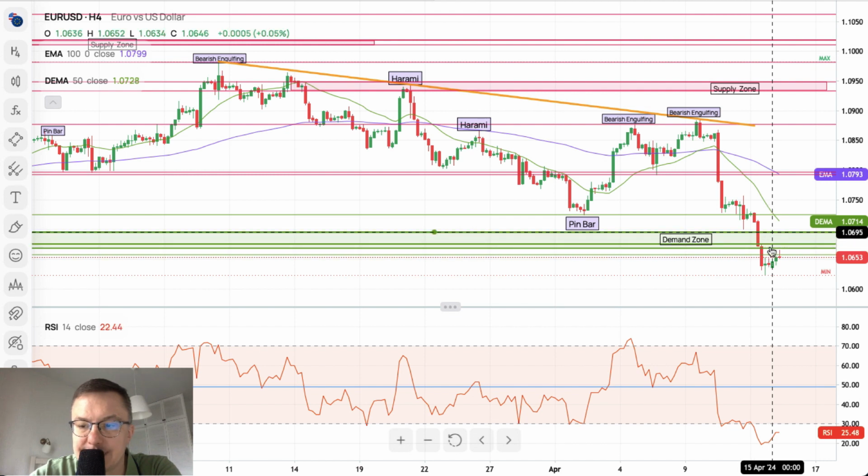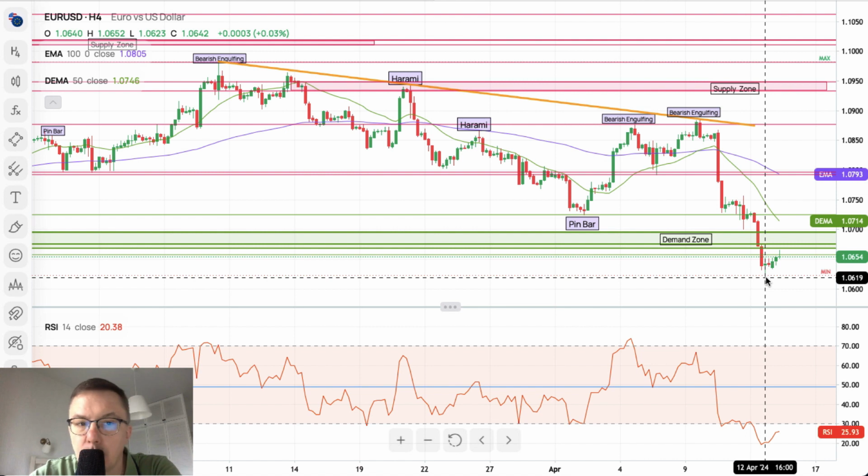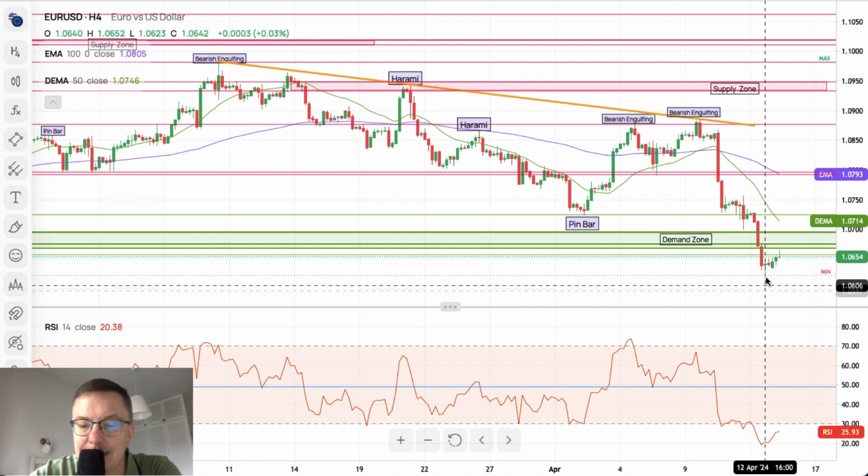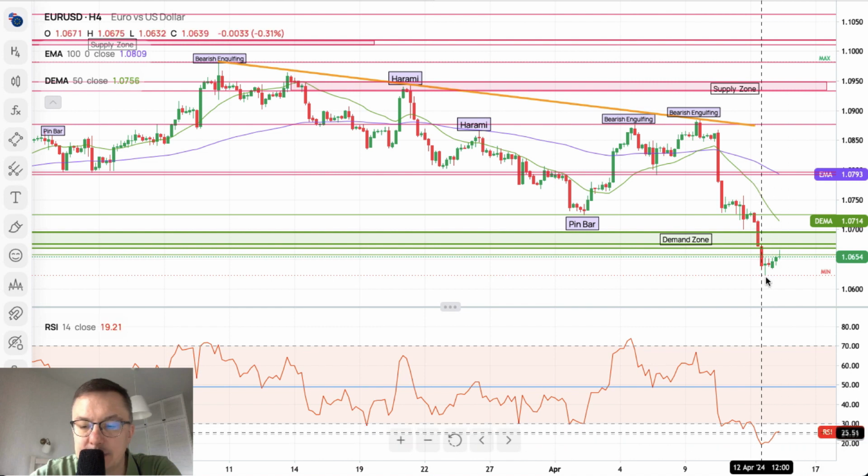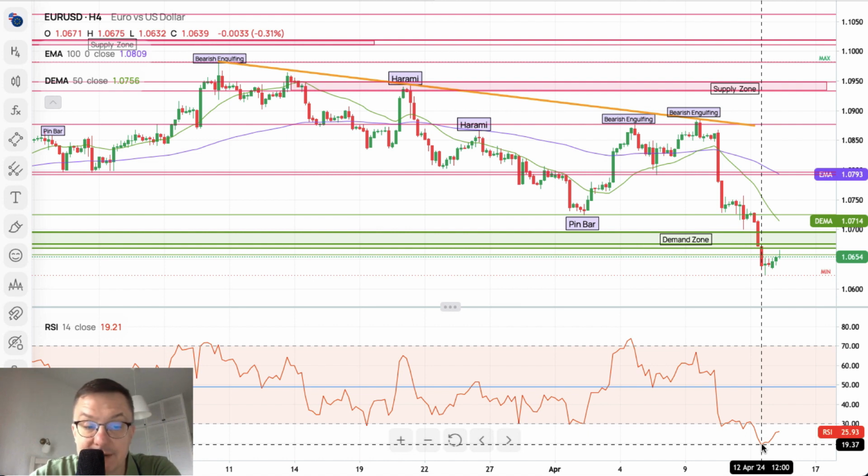1.0670, 1.0695. So local low overnight was done at 1.0623. So that's the minimum, and this low was made on extremely oversold market conditions. 18 points on the RSI has not been seen for many days or even weeks.